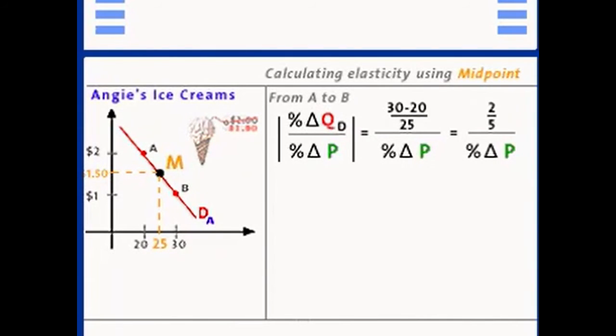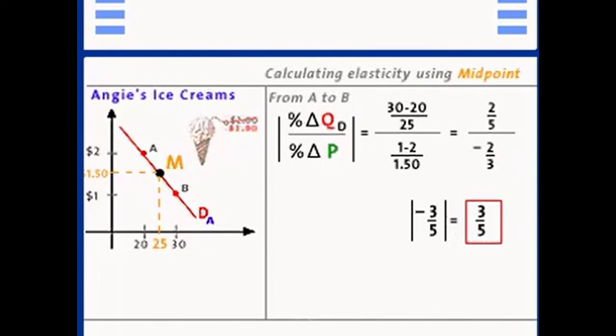The percentage change in price now will be the new price of $1 minus the old price of $2, that is -1, divided by the midpoint price, which is $1.50. And that gives you -1 over $1.50, or -2/3. So what we have here is 2/5 divided by -2/3. Apply the absolute value sign and multiply out, and you get 3/5. 3/5 is Angie's elasticity of demand moving from A to B using the midpoint as the basis of your percentages.